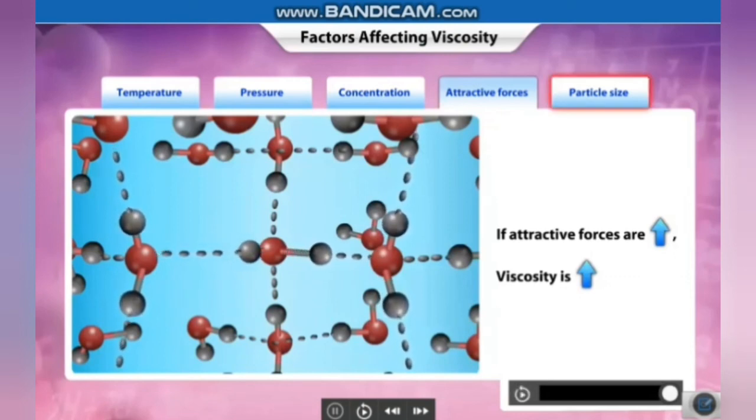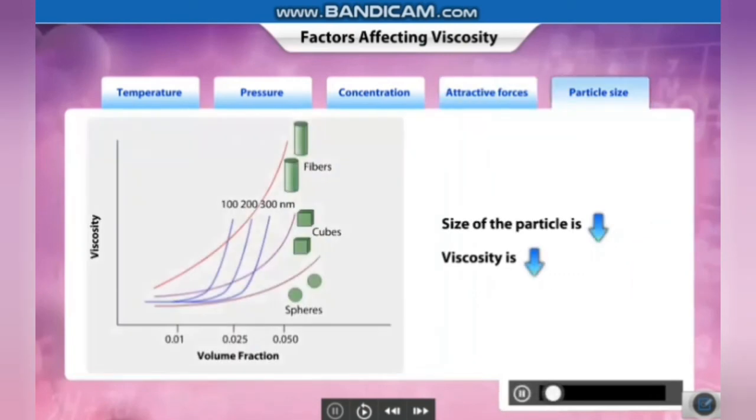The last is the particle size. The size of the particle is directly proportional to the viscosity of a liquid. This property of particle size is important for creating biopolymers in a specific way in certain conditions. So the more the size of the particle, the higher will be the viscosity. I hope you understood all this about the liquid state.